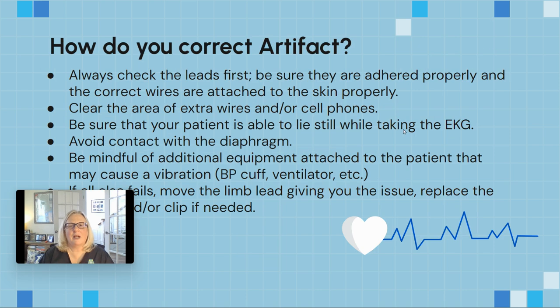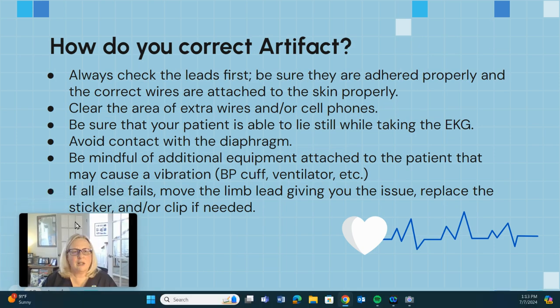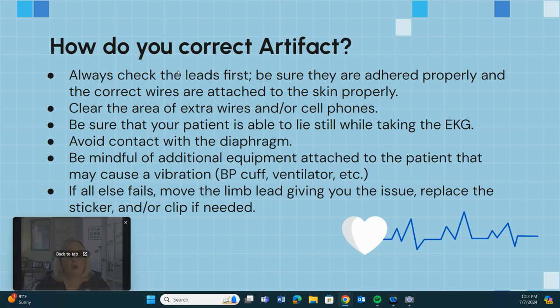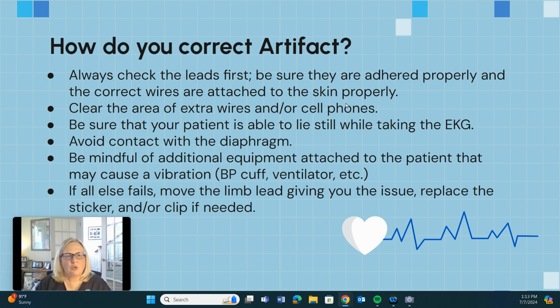All right, let's see how to correct artifact. There are lots of different ways and reasons, depending on what type of artifact it is. So you always check the leads first. Make sure they're actually stuck to the patient like they're supposed to be, the wires are in the right places, and they're attached to the skin nice and flat. If it's not flat, if it's folded over or twisted in any way, you're going to get a weird reading in that lead. Make sure there are no extra wires hanging around, no cell phones in the way, and nothing that can cause a vibration intertwined with your EKG wires.